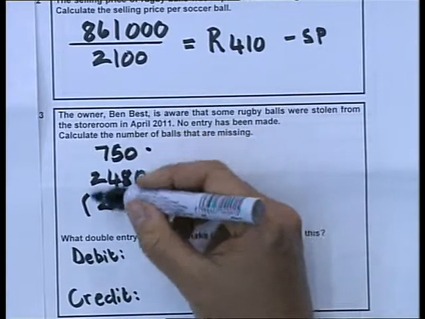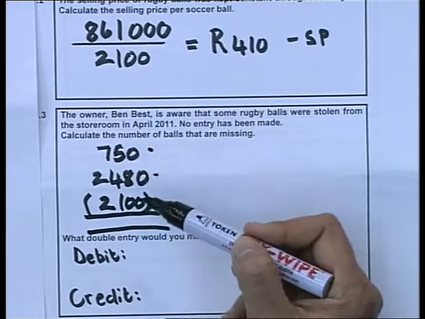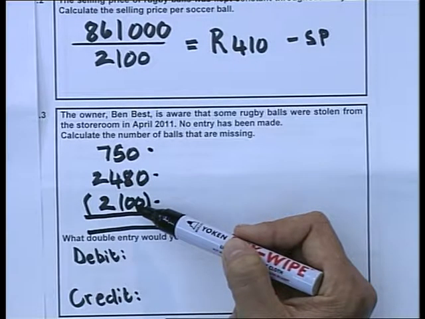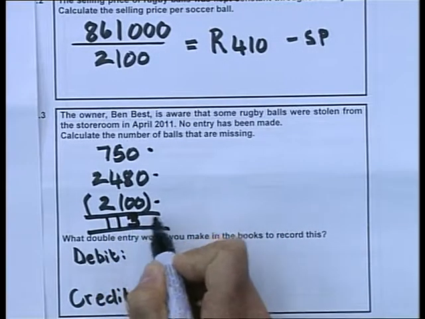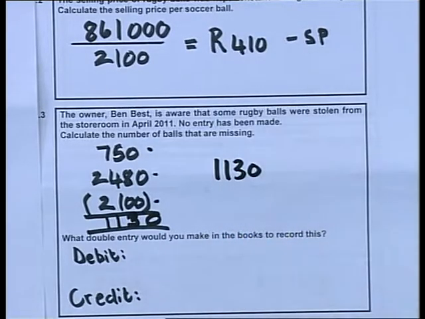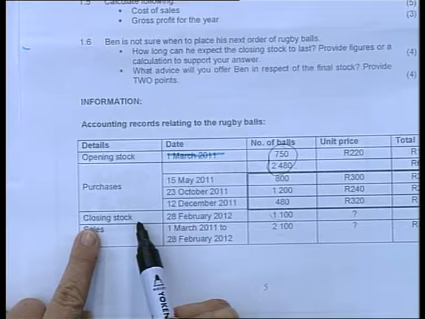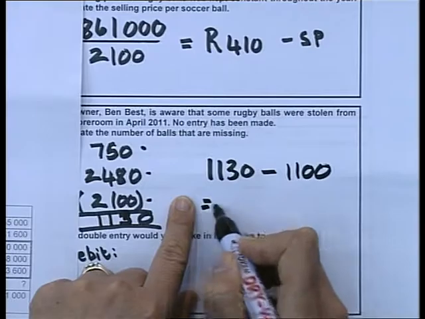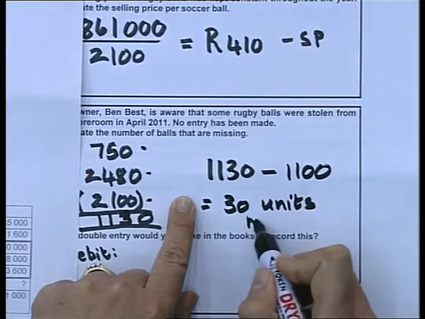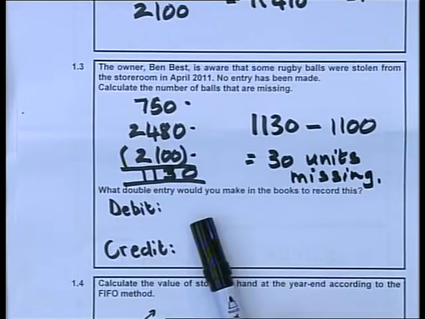Okay, so that was the opening stock, that was the purchases, and that was the number of units sold. Remember, I'm not working with amounts now. This is the number of units. So how many units should we have in our shop? 750 plus 2,480 minus 2,100. Okay, that's how many units we should have. That should give you 1,130. Let me just write that. 1,130. That's how many units you should have. But the question says, closing stock at the end of the year is 1,100. Do you see? Closing stock is 1,100. So that means minus 1,100, it means 30 units missing. Okay. 30 units missing.